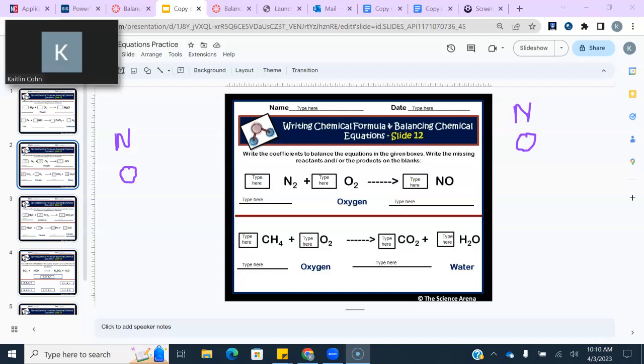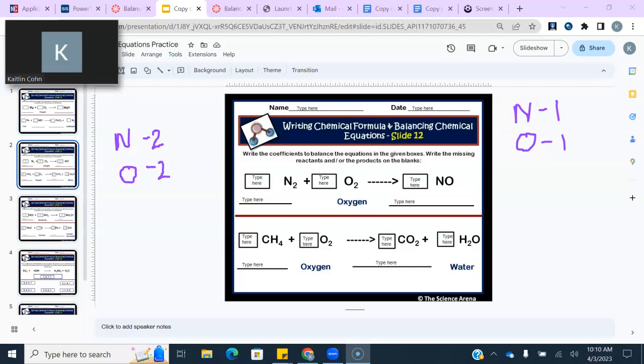For my nitrogen on my left hand side, I have 2 nitrogen because it has a subscript of 2, and I also have 2 oxygen. On my right-hand side, there are no parentheses and no subscripts, so both nitrogen and oxygen are 1. Right off the bat, I can tell this is not balanced, because I have 2 nitrogen on the left and 1 on the right, and 2 oxygen on the left and 1 on the right. So I'm going to try to balance.